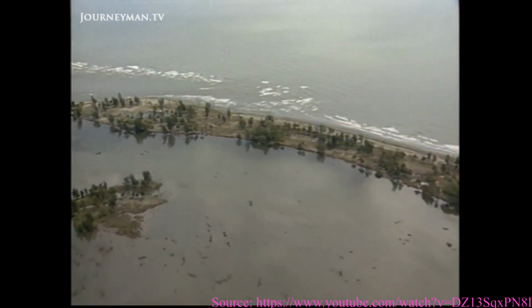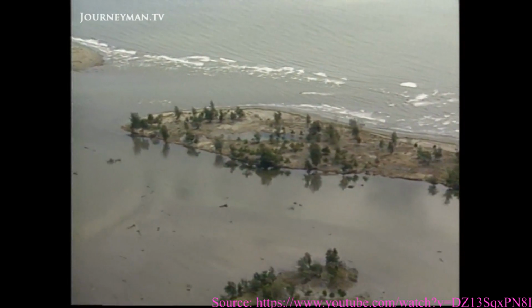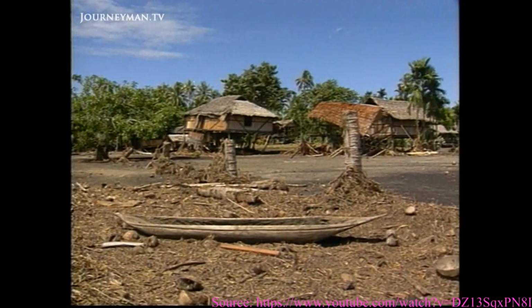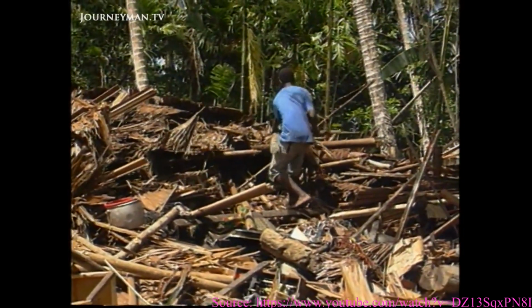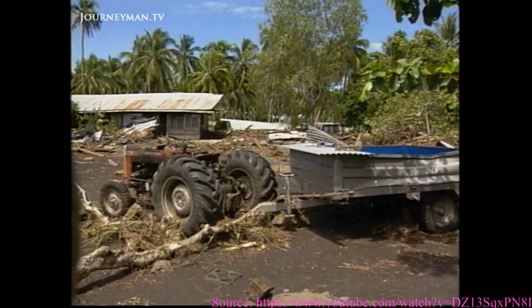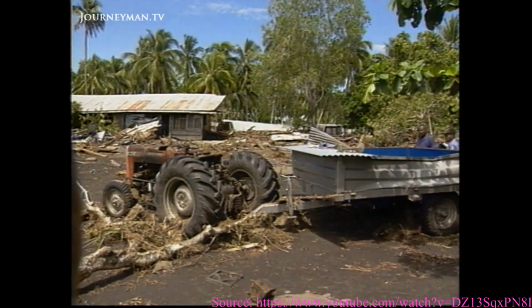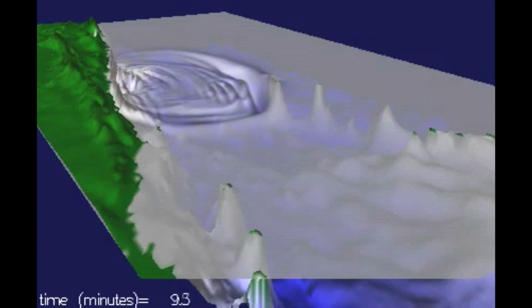The importance of tsunamis generated by landslides has only become widely recognized with the Papua New Guinea event on July 17, 1998, when a 7-magnitude earthquake struck the island and killed at least 1,600 people. Here is an approximate numerical model of the tsunami.